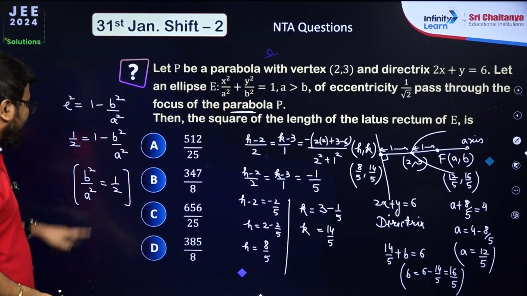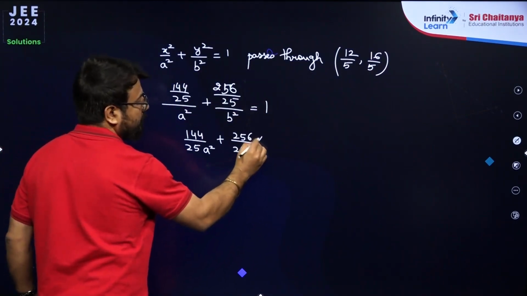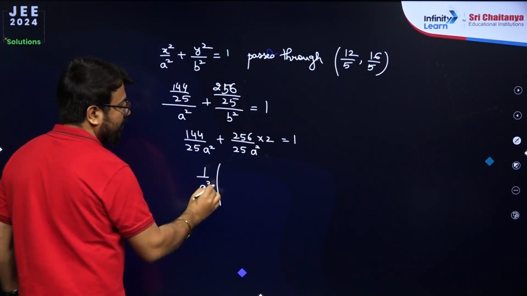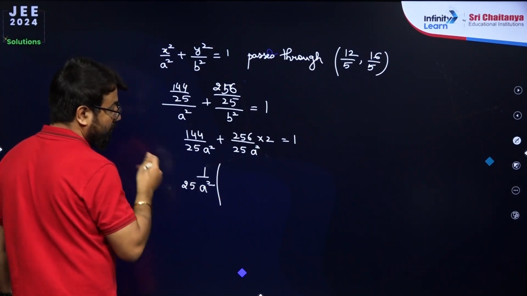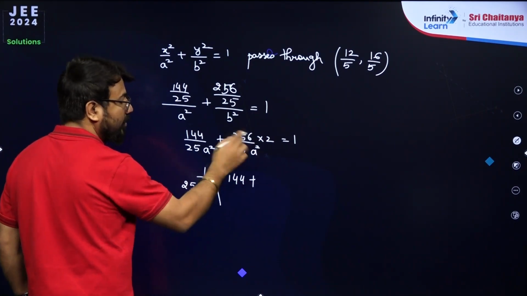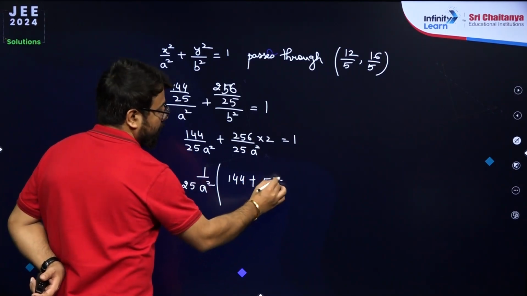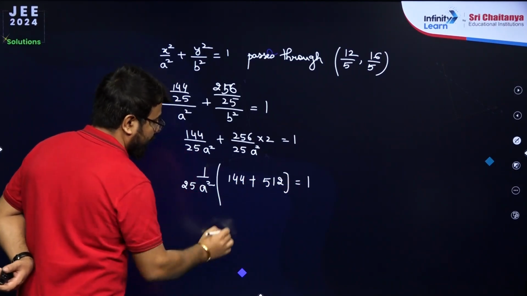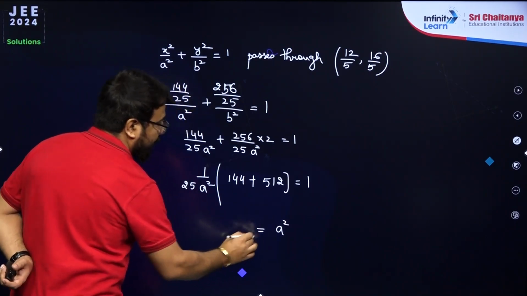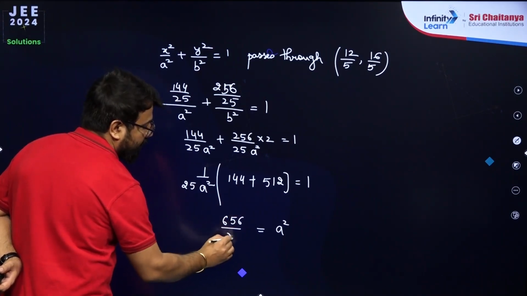So I'm substituting b square as a square upon 2 over here, okay? To get the value of a square. 1 upon a square I am taking common, 25 also I am taking common. Here I will have 144 and here I will have 256 into 2. That becomes 512. This is 1. So we got the value of a square as 656 over 25.